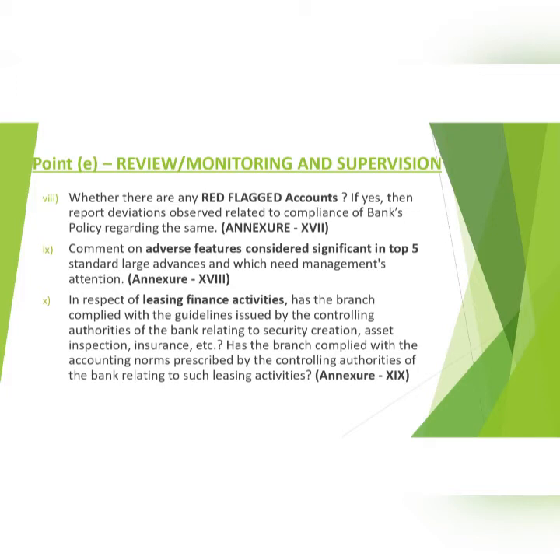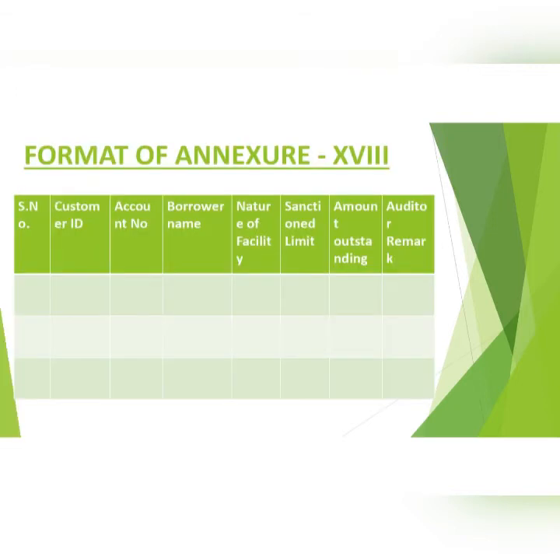Moving to clause 9, which requires us to comment on adverse features found significant in the top 5 standard advances. As I have discussed already at the start of the video, while choosing samples for audit of advances, we need to include the top 5 standard advances in our sample list. So whatever adverse remarks we have found in the audit of those top 5 advances, we need to report them under this clause in Annexure 18.